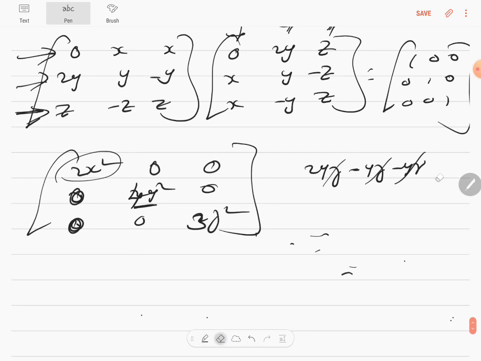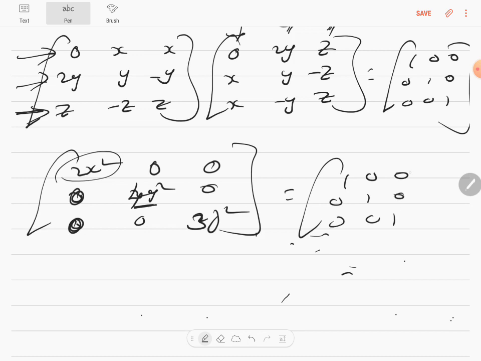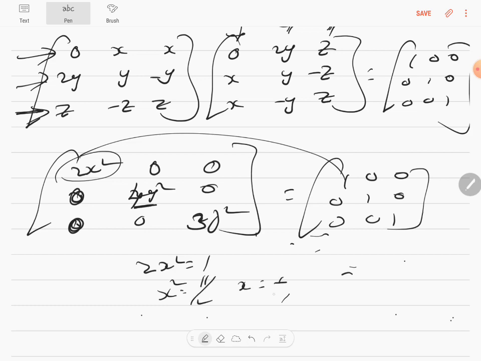So I'm going to equate this with 1 0 0 0 1 0 0 0 1, which means 2x square is equal to 1. x square is equal to 1 by 2. x is equal to plus or minus 1 by root 2. 4y square is equal to 1. Let me check my answer because I don't want to have done any mistake.